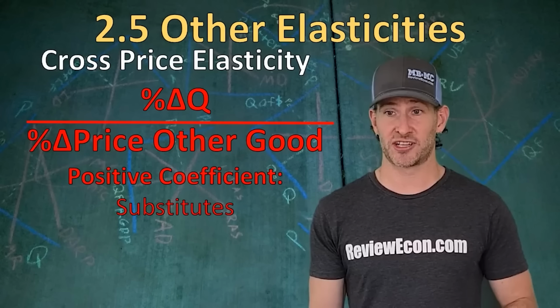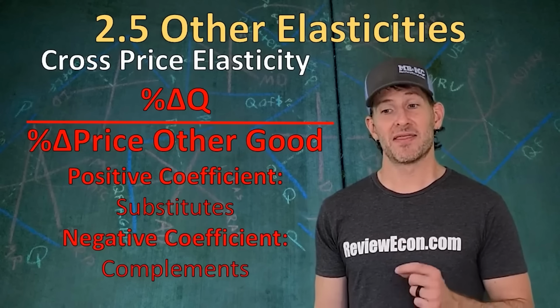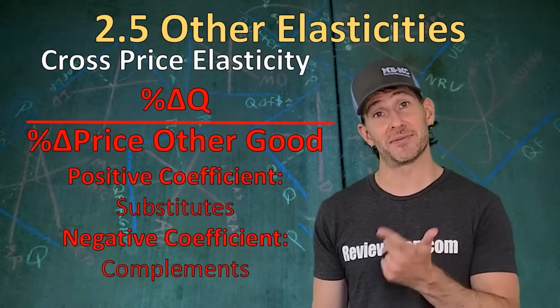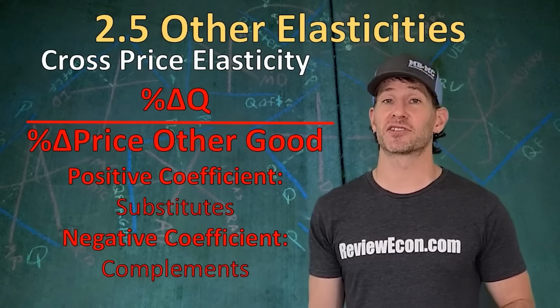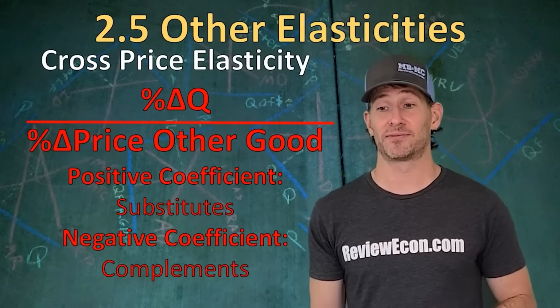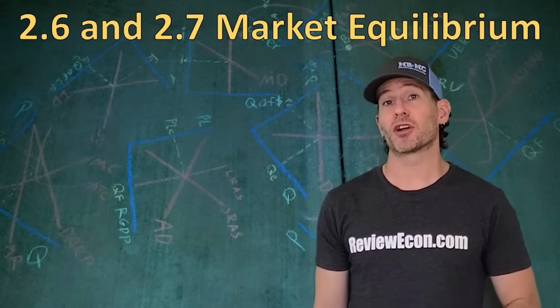There's a direct relationship. When it comes to a negative coefficient, that means that there's an inverse relationship between the price of one good and demand for the other good. That means these products are complements because when the price of one goes up, demand for the other one goes down. The next thing we're going to do is talk about market equilibrium.